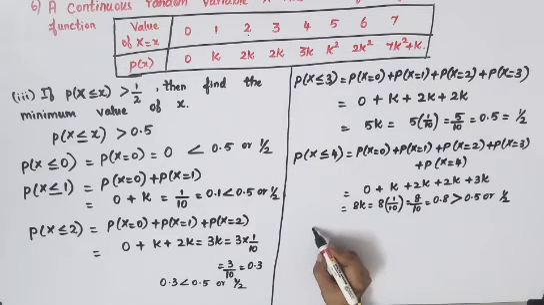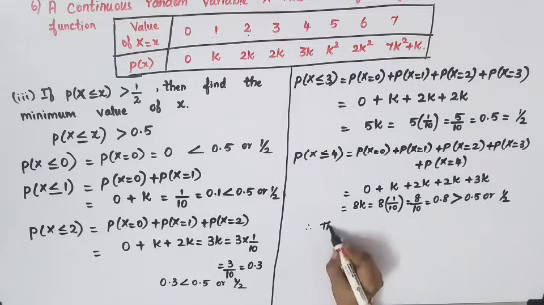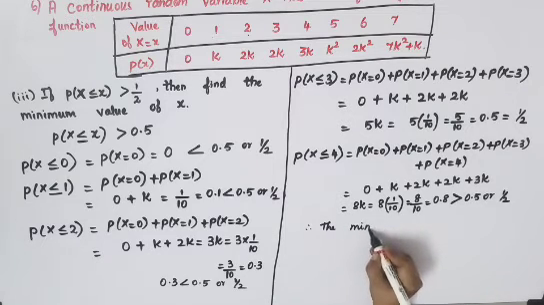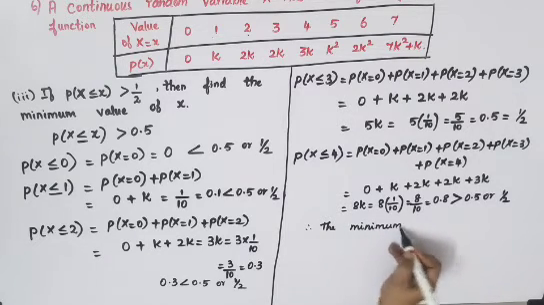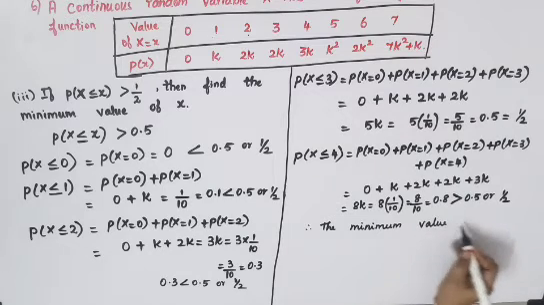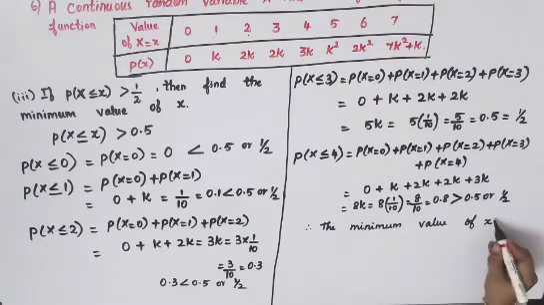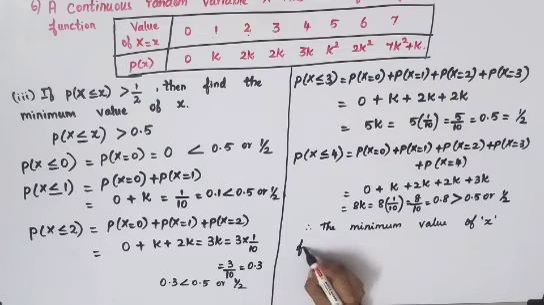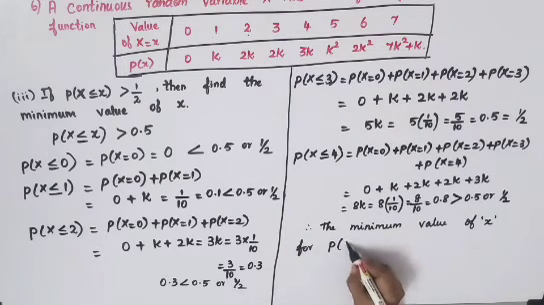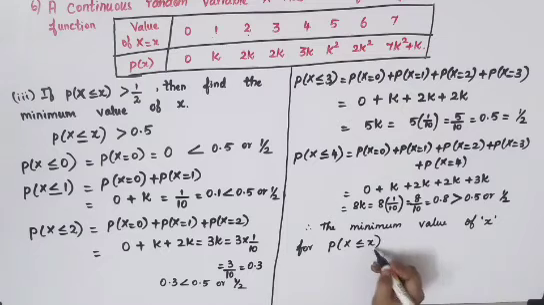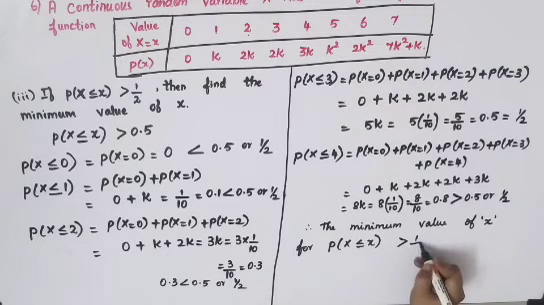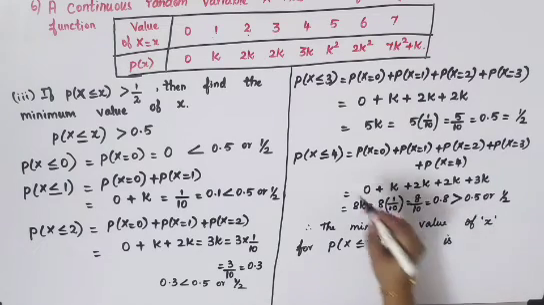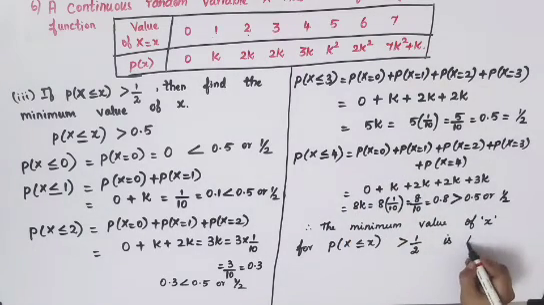So you can declare that therefore the minimum value of X for P of X less than or equal to X is greater than 1 by 2, the value satisfying is your 4. In 4 only the value is satisfied. So the value of X is 4. Okay. So this is the answer for your 6th question.